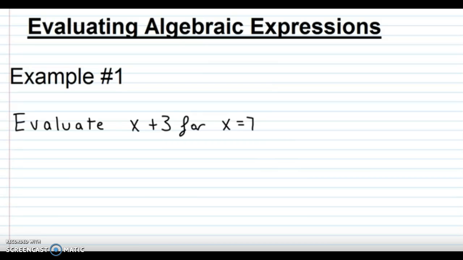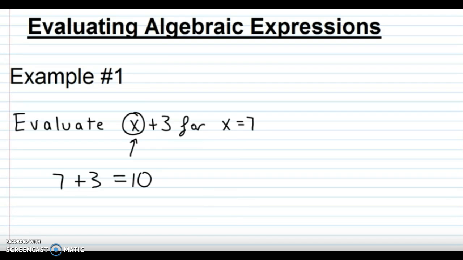So for example 1, we want to evaluate x plus 3 for x equals 7. So again, this evaluate word is just telling me to find the value for x plus 3 when x equals 7. So all I need to do is plug a 7 in for x here, and then just simplify. So if I plug a 7 in for the x there, I'm going to have 7 plus 3, and 7 plus 3 equals 10. So if I were to evaluate x plus 3 for x equals 7, I get an answer of 10.